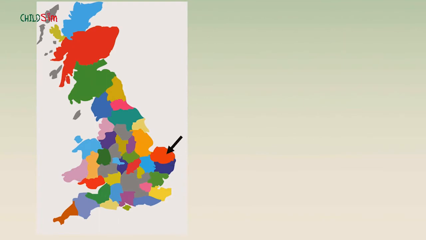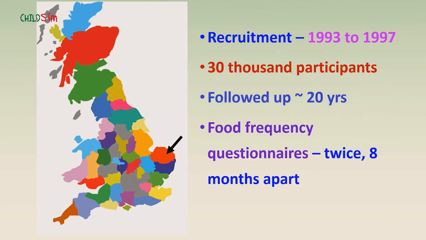Norfolk is a town in eastern England where 96.5% of the population are Caucasian. This is compared to about 60% Caucasians in London. This study began recruiting participants in 1993, and completed recruiting around 1997. Around 30,000 people who lived in Norfolk were identified from general practitioners' registers.